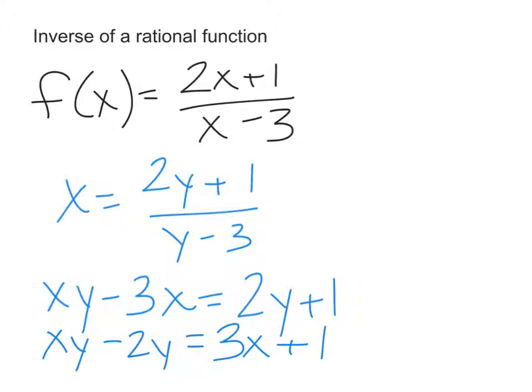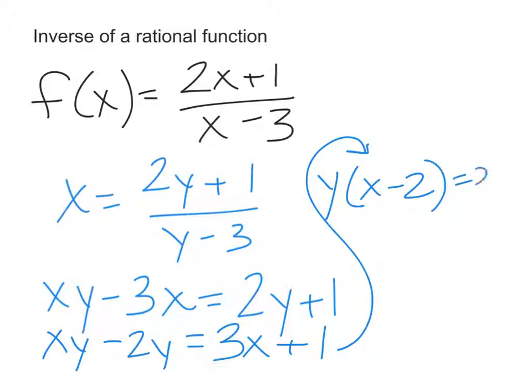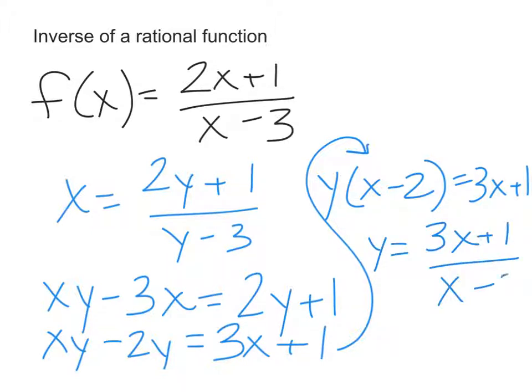I did not save myself space. I'm going to come here. Okay, so then I can say y times x minus 2 is equal to 3x plus 1. And then I'm over here, you'll notice this is just y being multiplied by this x minus 2. So y would be equal to 3x plus 1 over x minus 2.